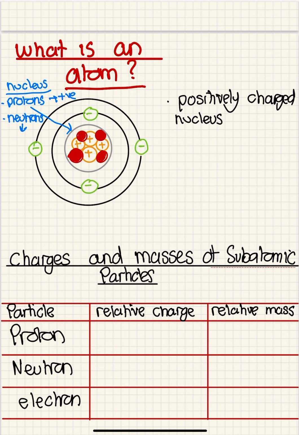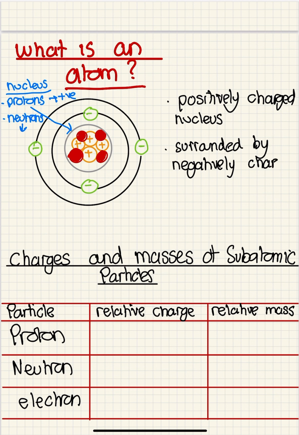They're neutral. So again, let's go back to what an atom is. An atom has a positively charged nucleus, and what surrounds the nucleus? They are electrons, which are negative, in fixed shells. So let's write that down. So it's a positively charged nucleus surrounded by negatively charged electrons.